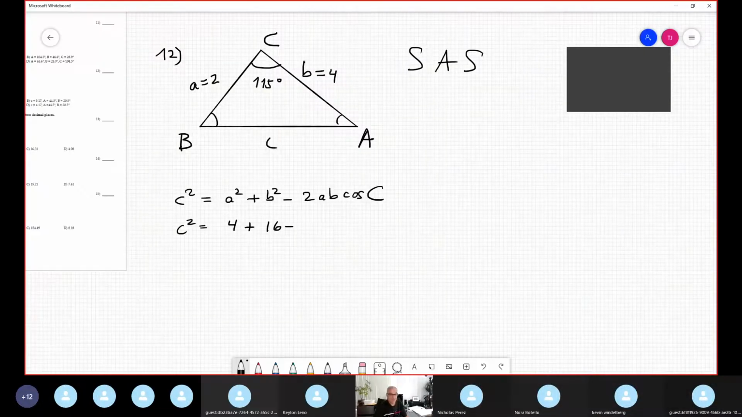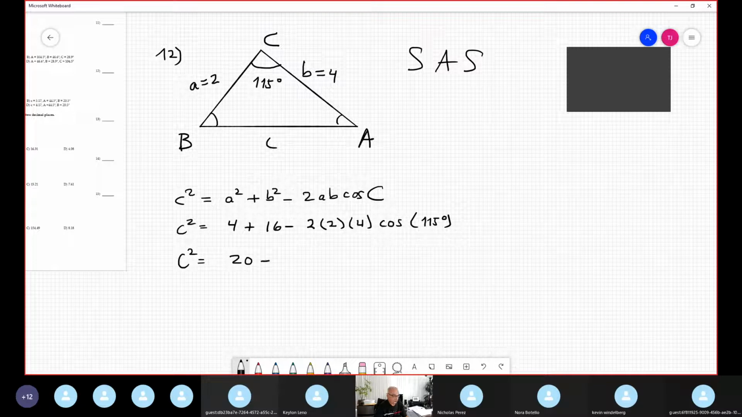Entonces, 2 times A, que A es 2, and B es 4, cosine C. Y C es 115 degrees. Okay, super. C squared is equal to 20. 20 is 4 plus 16, minus something. Minus 16. It's 4 times 4, 16, cosine 115 degrees. Entonces, in that moment, of course, we use the calculator, ¿no?